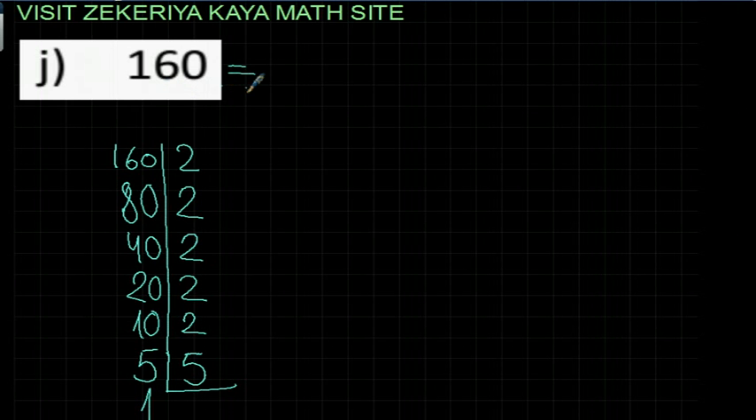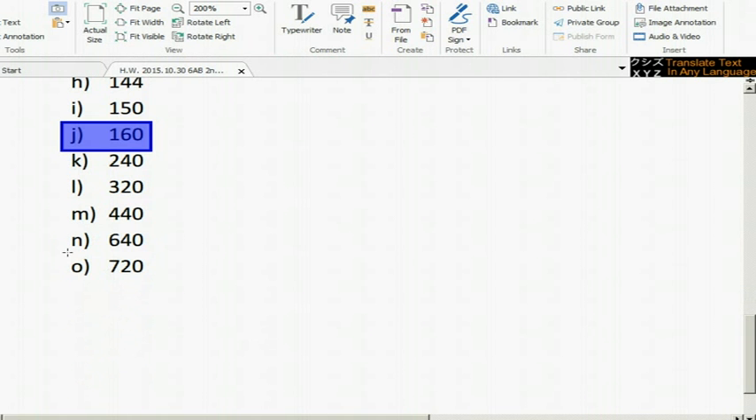160 is equal to 2 times 2 times 2 times 2 times 2 times 5. So we can use the power method to write this. 2 power 5, times 5. I think you remember this. Let's choose the biggest number from here.